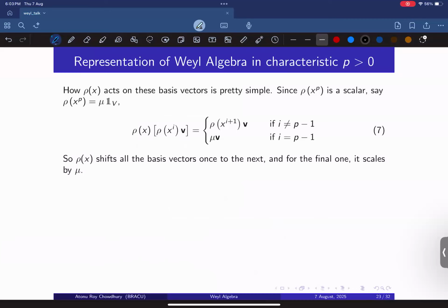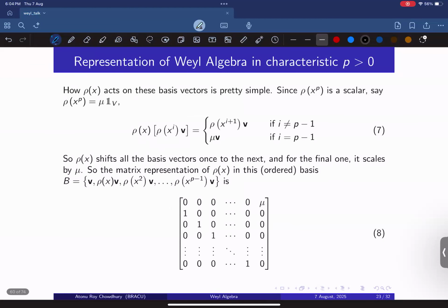So as I said, it shifts all the basis vectors to the next one, and for the final one, it scales the first basis element by mu. So the matrix looks like this. Some entries are 1, and that entry is mu. We all know what this means, right?